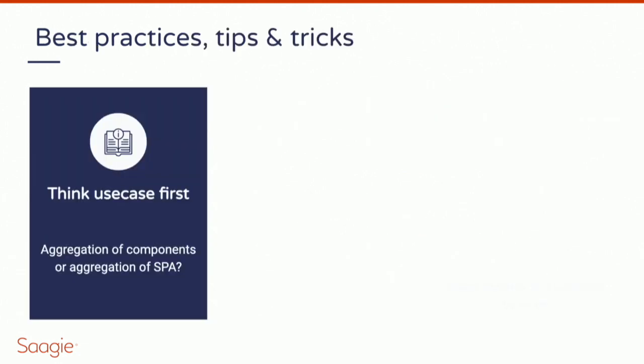Some best practices before we finish. Think about your use case first. I hope you understood that that's really the main part you have to think about before going for micro-frontend. Are you going to do an aggregation of components, or are you going to do an aggregation of single-page applications? In other terms, are you going to have soft navigation or hard navigation?